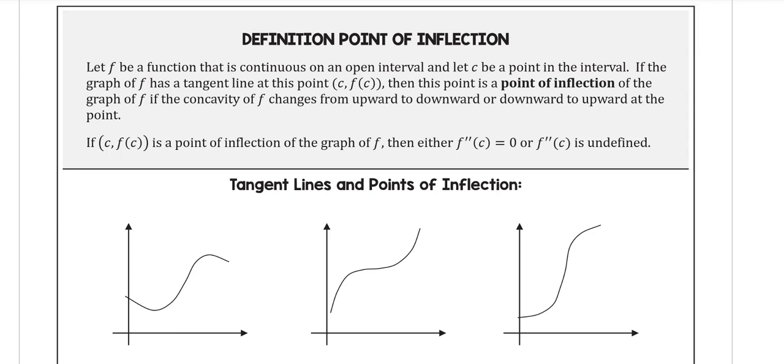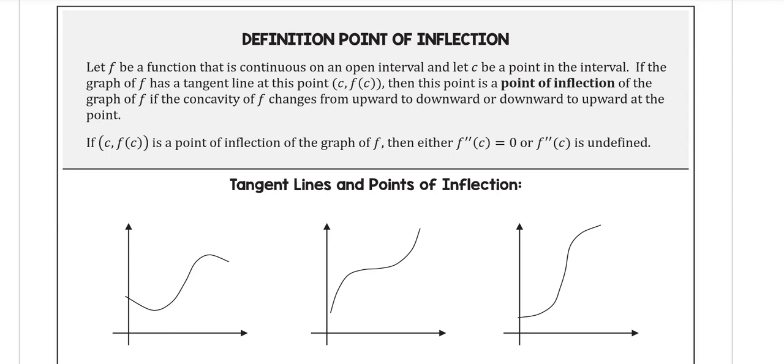So let f be a function that is continuous on an open interval, and let c be a point in the interval. If the graph of f has a tangent line at this point (c, f(c)), then this point is a point of inflection of the graph of f if the concavity of f changes from upward to downward or downward to upward at the point.